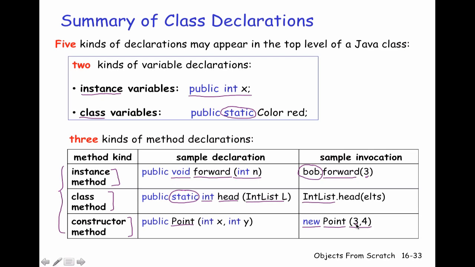So those are exactly the 5 different kinds of declarations we can have in a Java class, and those are it. There's no more. There's nothing we're not telling you here. There are exactly 5 different kinds of declarations you can have inside of a Java class, and these are the 5. So you should be able to take a look at any Java class in the future, and then based on these syntactic hints, determine which of the 5 different kinds of declarations. Again, 2 kinds of variable declarations, 3 kinds of method declarations.